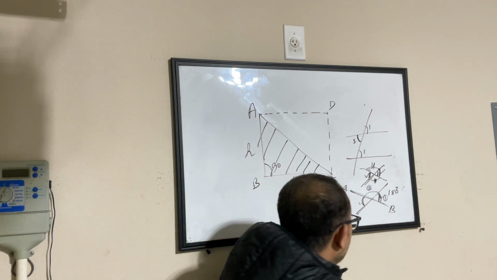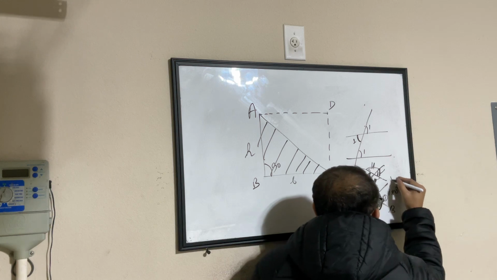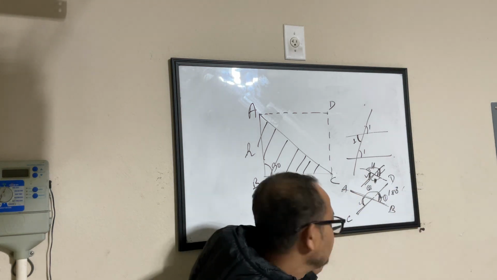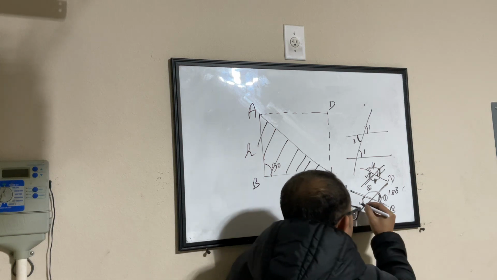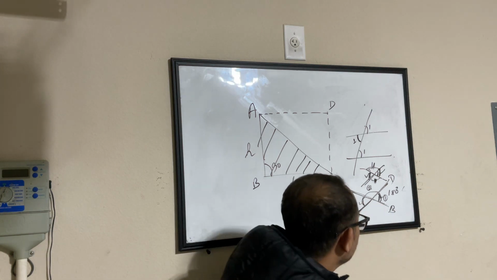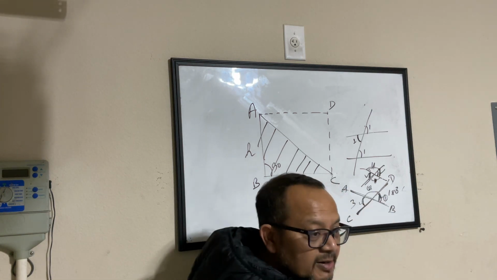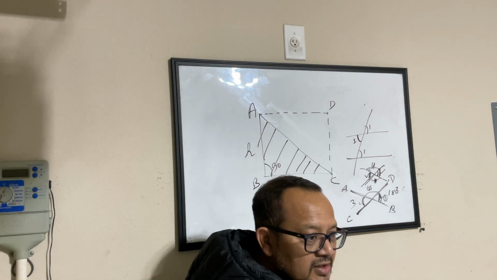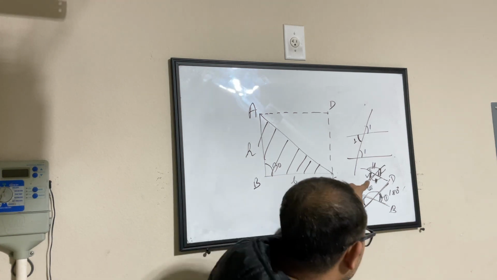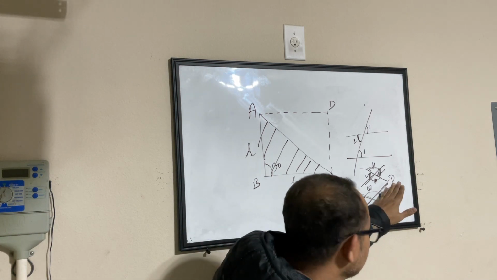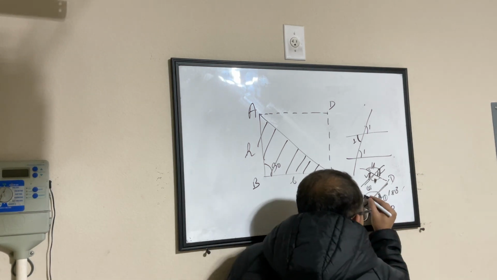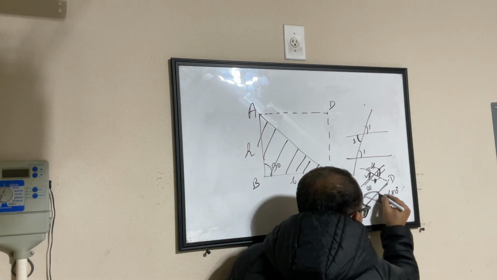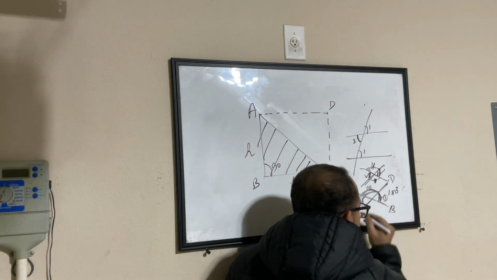Now look at this one. This is CD. Look at this line. This angle, let's say this is 3. So 2 and 3 together also will be 180 degrees. This is a straight angle. So this angle 2 is common between this 180 and this 180 also. Correct?